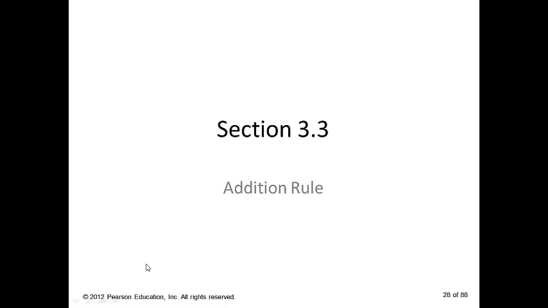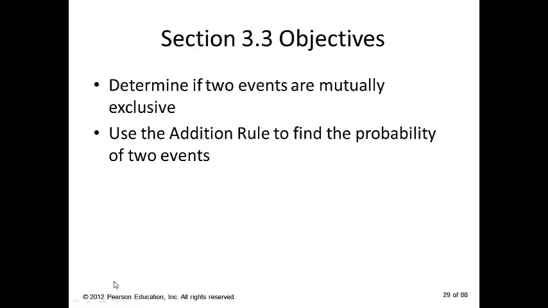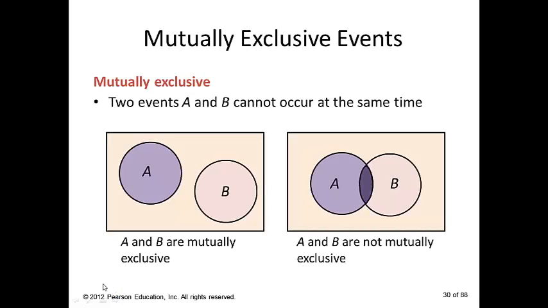Now we're in chapter 3.3 and it's on the addition rule. Our objectives: determine if two events are mutually exclusive and use the addition rule to find the probability of two events. Mutually exclusive. Two events A and B cannot occur at the same time. That is what it means to be mutually exclusive. The two events cannot occur at the same time.